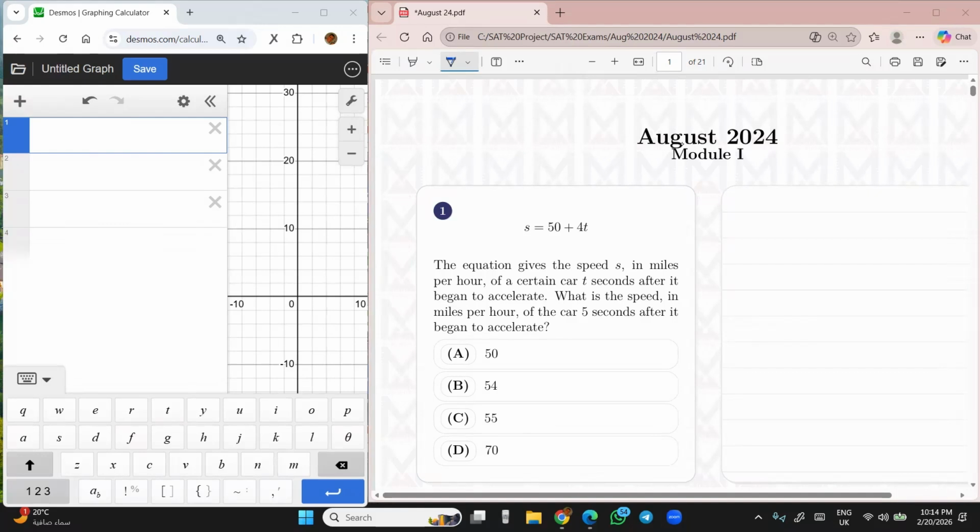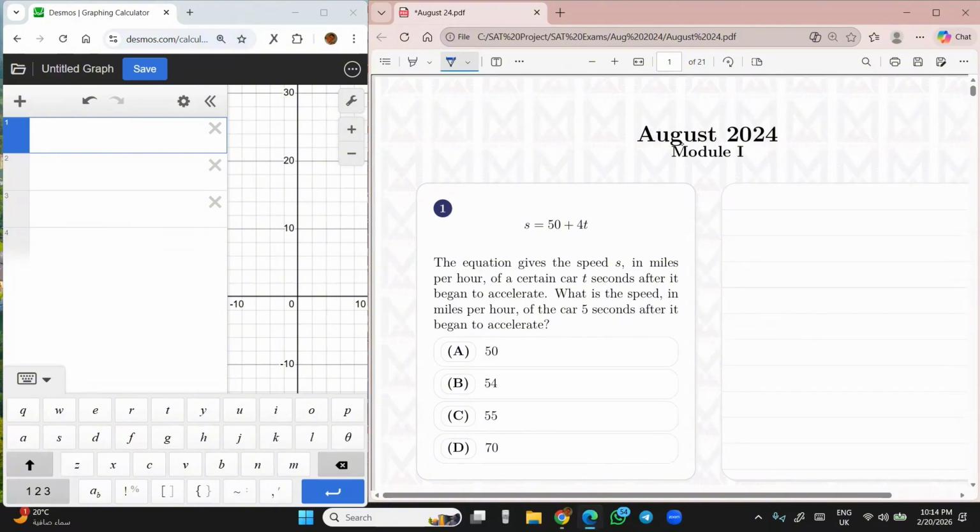Question 1: S is equal to 50 plus 4t. The equation gives the speed S in miles per hour for a certain car t seconds after it began to accelerate. What is the speed in miles per hour of the car 5 seconds after beginning to accelerate? So here t seconds became 5 seconds. We just replace t by 5 and write the equation again.